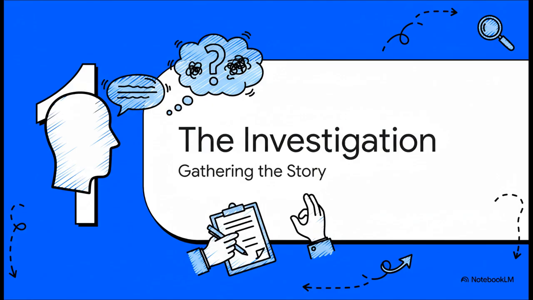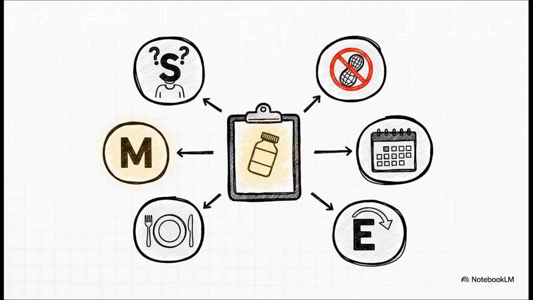See, without a big obvious injury to look at, the patient's story becomes our number one clue for figuring out what's really going on. So how do we get that story without missing a crucial detail? Well, we use a handy mnemonic called SAMPLE. We ask about his signs and symptoms, any known allergies, and what medications he takes. His wife already gave us a huge hint there.